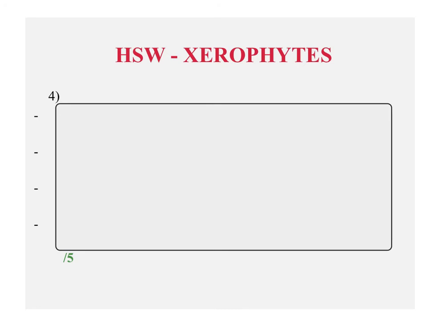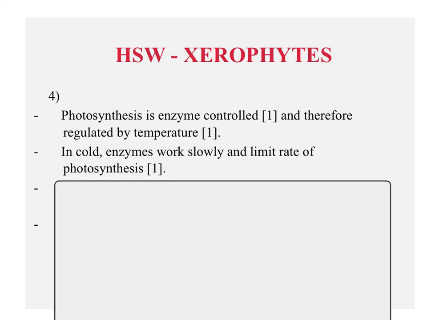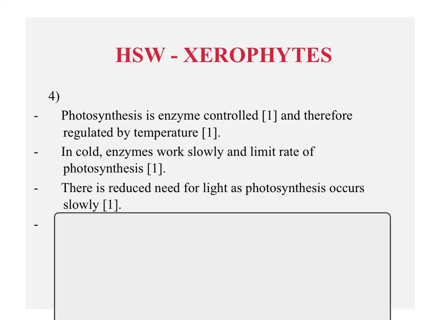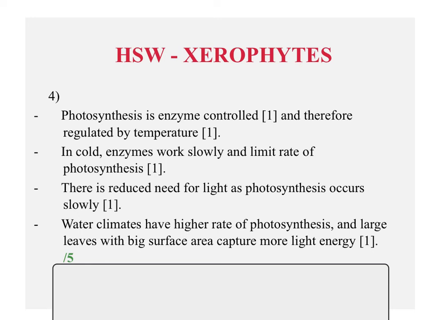So there's lots of points that you could have had, or lots of marks within these 4 points that you can see. First point, photosynthesis is enzyme controlled, 1 mark, and is therefore regulated by temperature, 2nd mark. Remember, if you think back to topic 1 when we did proteins, temperature has a significant effect on enzyme activity. In cold conditions, enzymes work slowly, so limit the rate of photosynthesis. That's just 1 standalone mark. There is a reduced need for light as photosynthesis occurs slowly, for another mark. And warm climates have a higher rate of photosynthesis and large leaves with a big surface area to capture more light energy. That's your final mark.